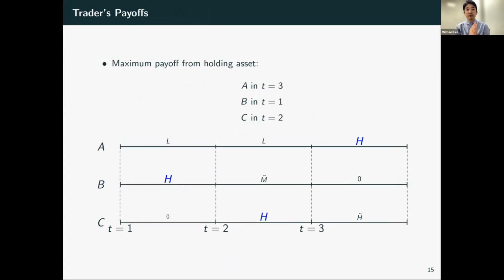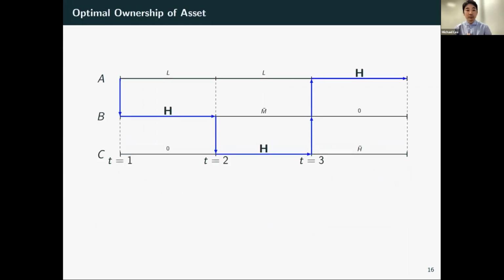So the final piece is the traders' payoffs. We have that for each agent, there's a maximum payoff attributed to one agent at any given period. In particular, B has the highest payoff from holding the asset in the first period. C has the highest payoff in the second period. And A, who initially starts with the asset, has the highest payoff in the final period, implying that A would like to obtain the asset in the final period.